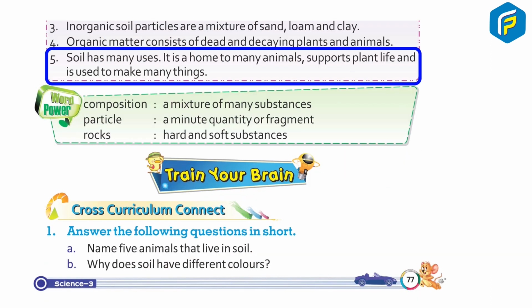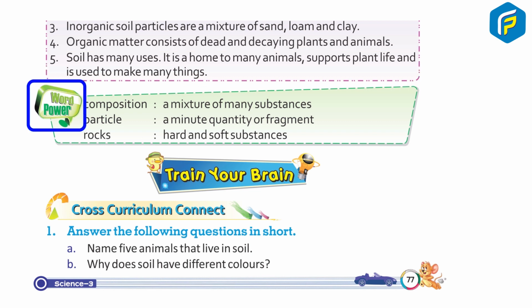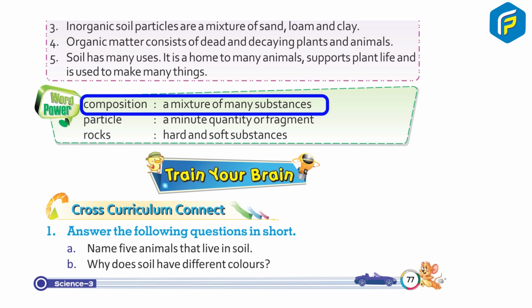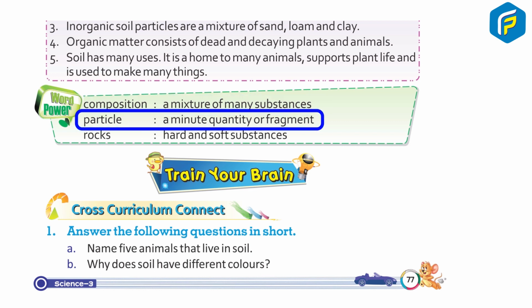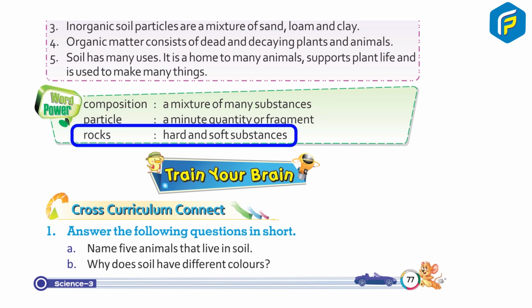5. Soil has many uses. It is a home to many animals, supports plant life, and is used to make many things. Word power. Composition: a mixture of many substances. Particle: a fragment or small quantity. Rocks: hard and soft substances.